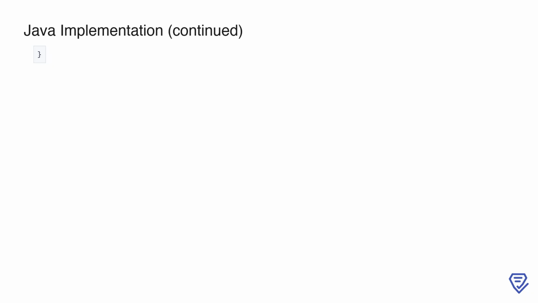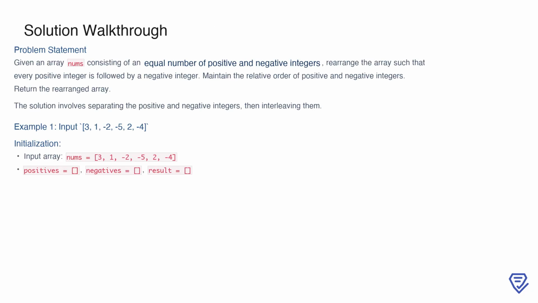This approach leverages the order-preserving properties of array lists and avoids the need for complex data structures, making it a clean and effective solution. In this problem, we are given an array of integers where the count of positive and negative numbers is equal. Our task is to rearrange the array so that every positive number is directly followed by a negative number. Importantly, we must preserve the relative order of both the positive and negative numbers from the input array. To achieve this, we will first separate the positive and negative numbers into two separate lists, and then interleave them to form the desired arrangement.